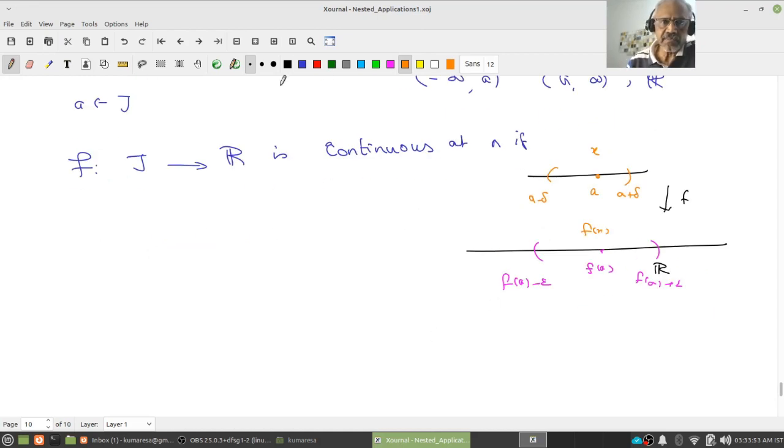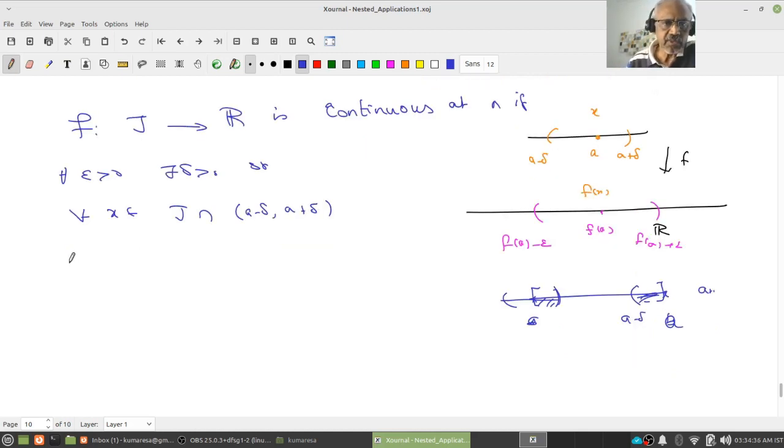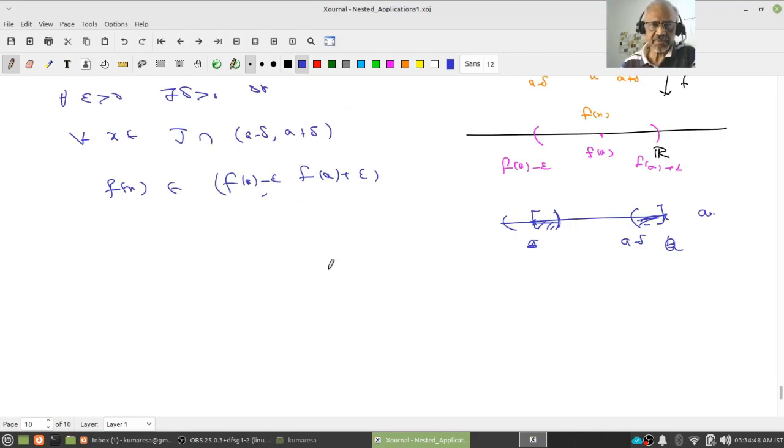So let us write it carefully. If for every epsilon positive, there is a delta positive, so that for every x in J and in the interval A minus delta to A plus delta, we claim F of x belongs to the interval F of A minus epsilon to F of A plus epsilon. Notice why I am writing the intersection with J: A may be the left hand point, in which case A minus delta to A plus delta intersect J will be only this; or if it is the right hand end point, then the intersection with J will be only this part. This is the continuity definition.